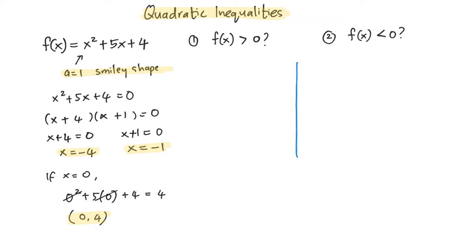The y-axis is the f(x). So this is the f(x). And we have -1 and -4, both on the negative side, and (0, 4). So this is 4, this is -1, this is -4.